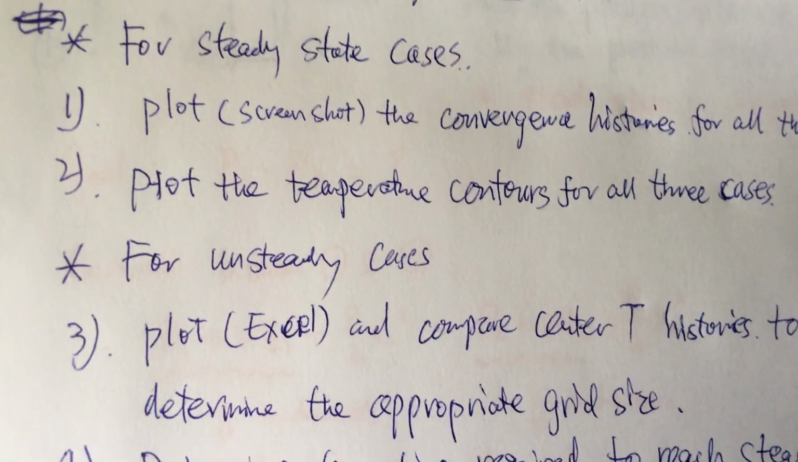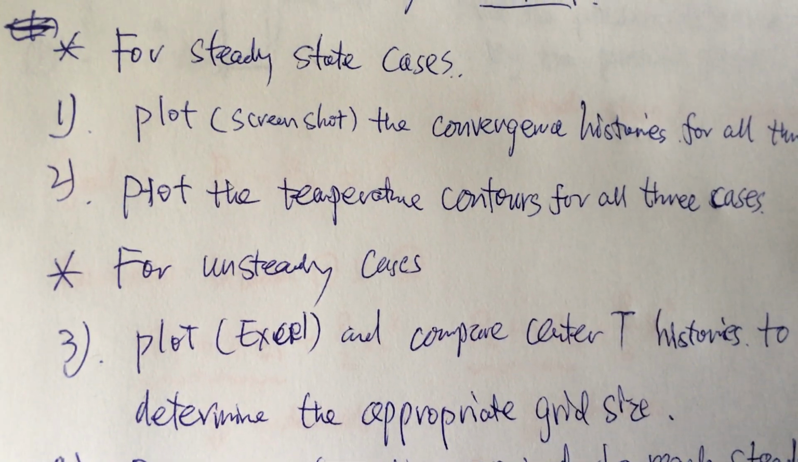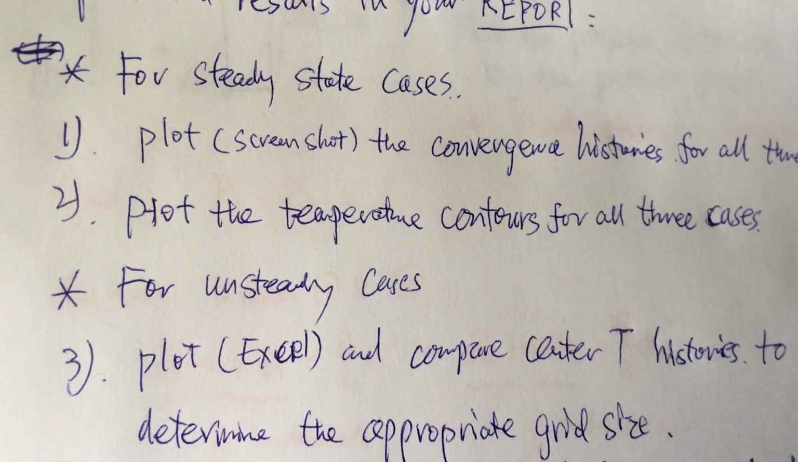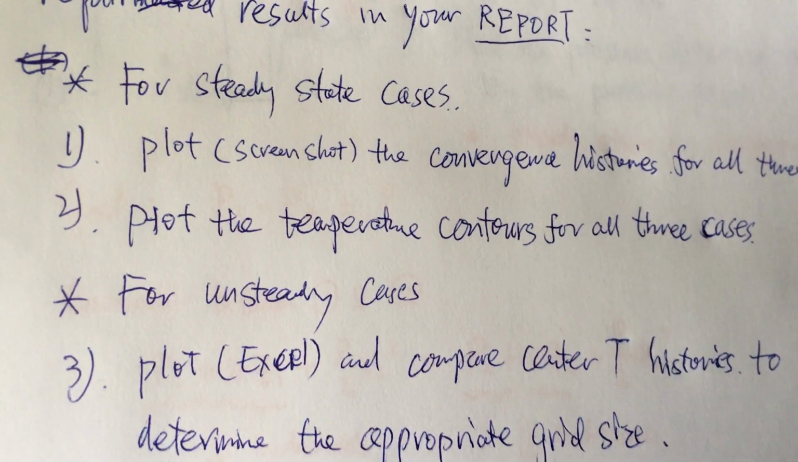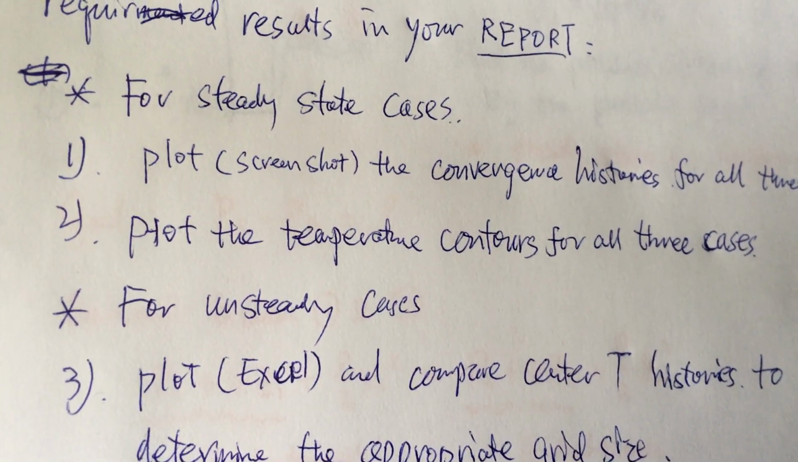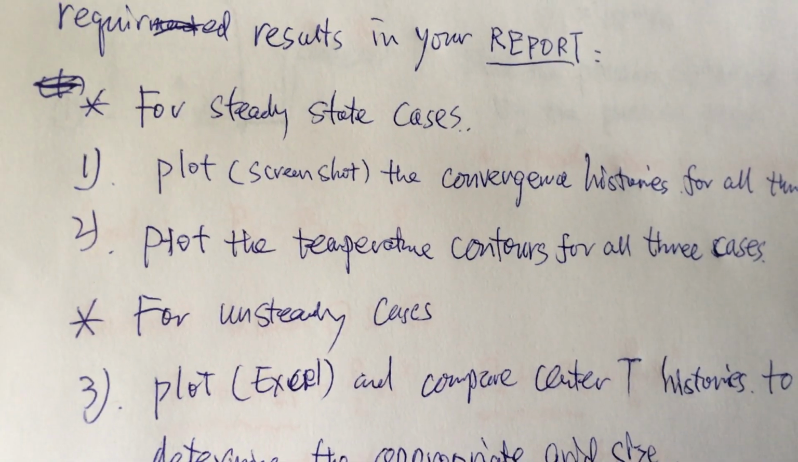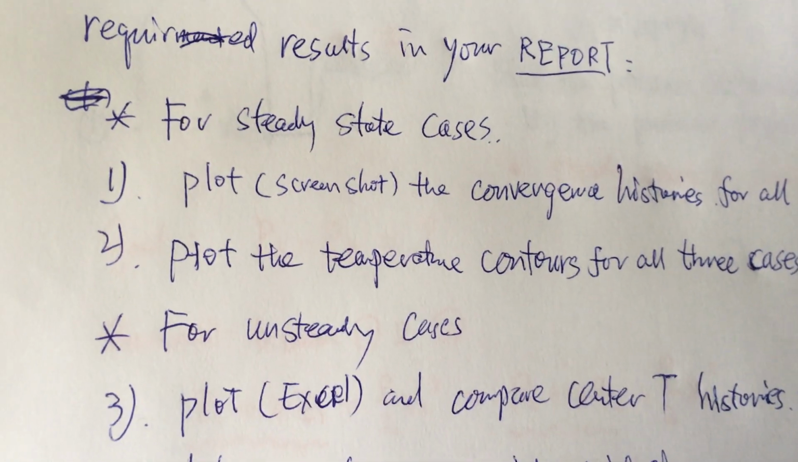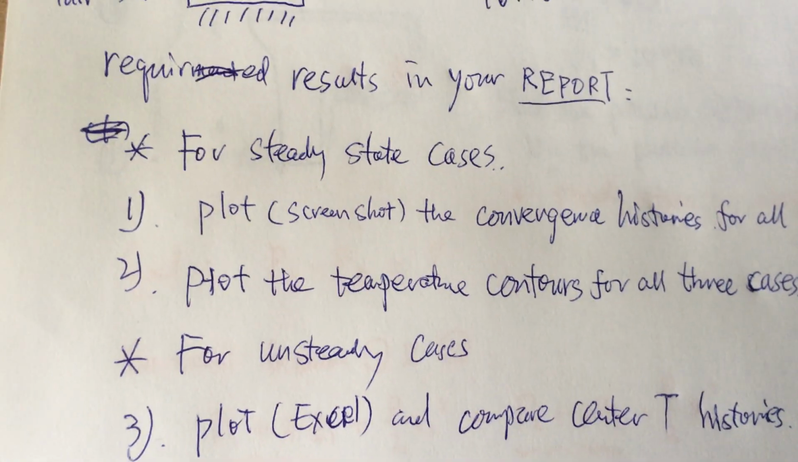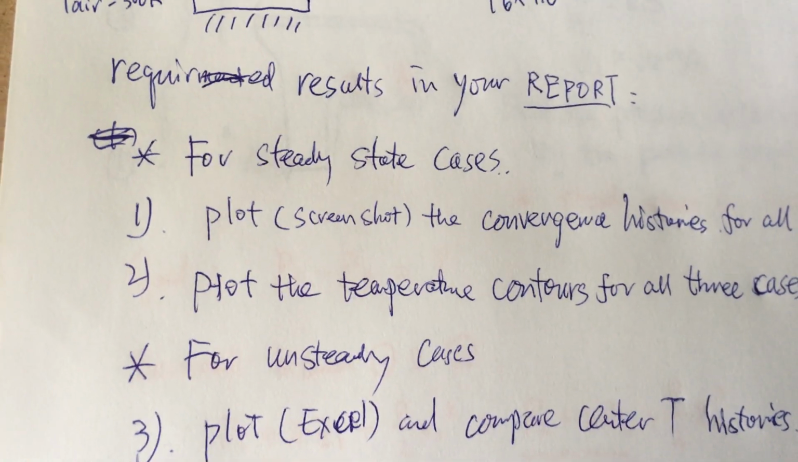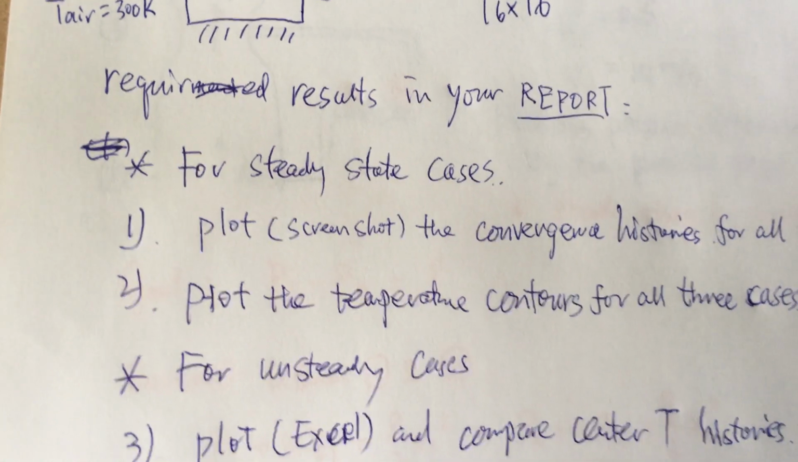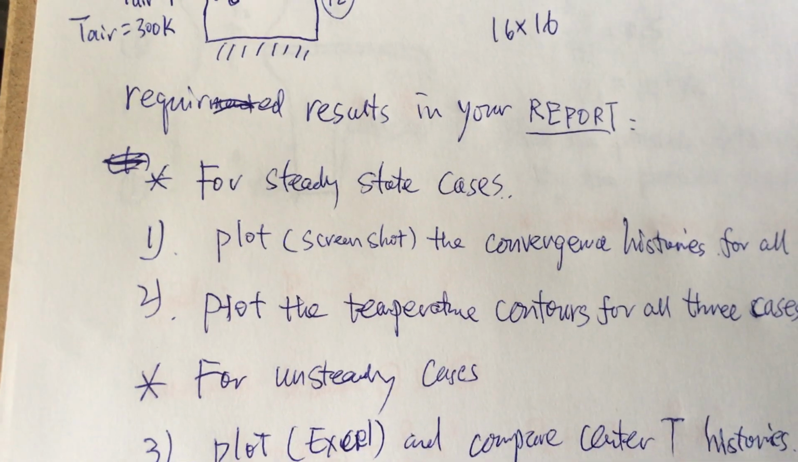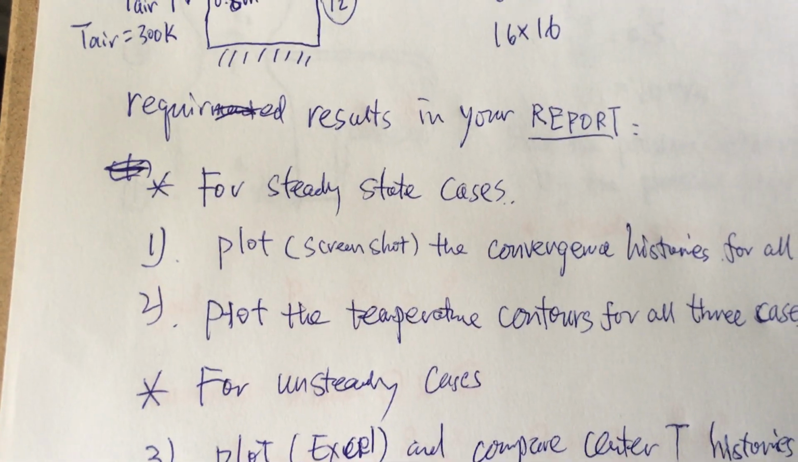Now, as I said before, if 8 by 8 is close to 16 by 16, but 4 by 4 is far away from the 8 by 8 and the 16 by 16, that means the 4 by 4 grid size is too coarse. It's not good, right? That means 8 by 8 is appropriate because it's better than 4 by 4, and if you keep refining it to 16 by 16, the result won't change.